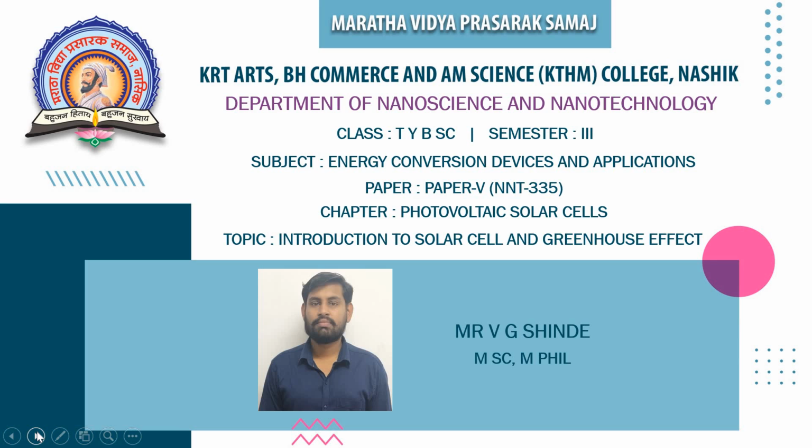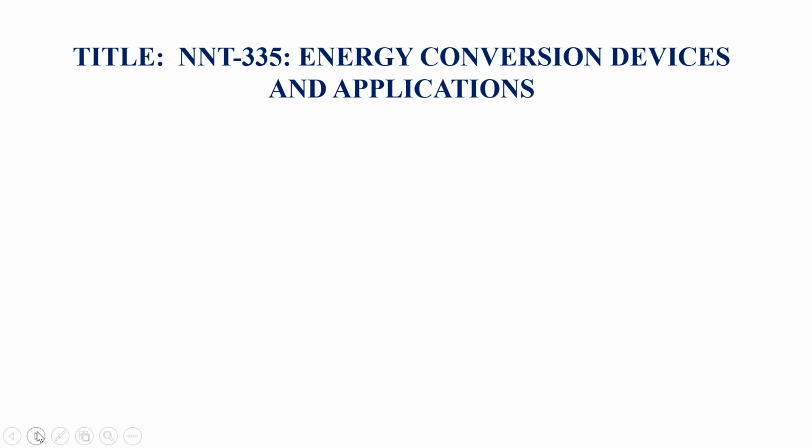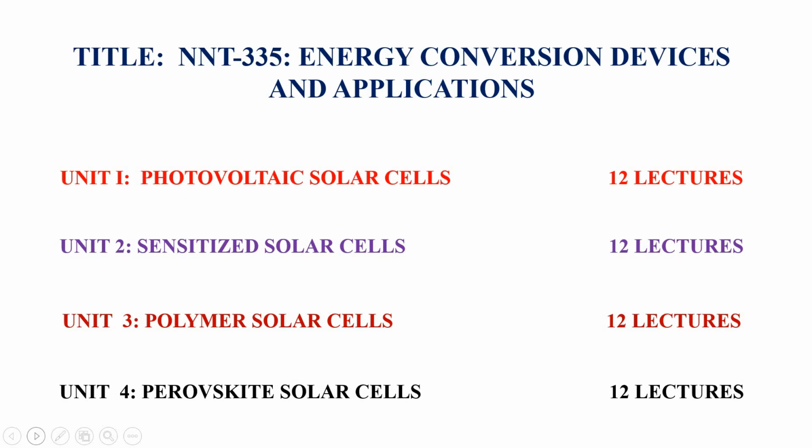Today we are going to discuss T.Y.B.Sc Semester 3, paper number 5, that is the course NTT 335 Energy Conversion Devices and Applications. In this course, we have to see these 4 units or chapters. First unit is photovoltaic solar cells. Second unit is dye-sensitized solar cells. Third unit is polymer solar cells. And last unit is perovskite solar cells.